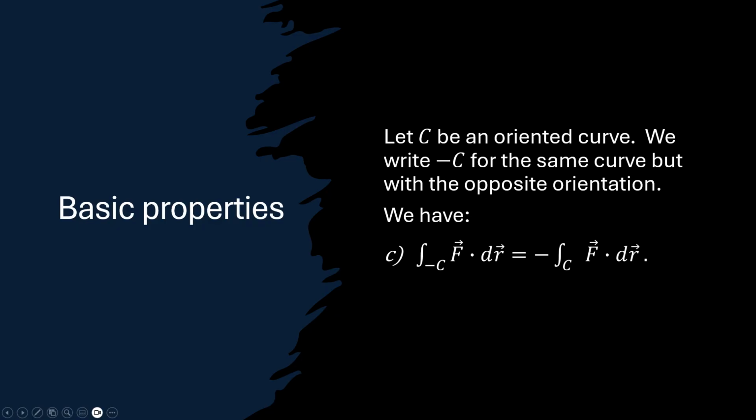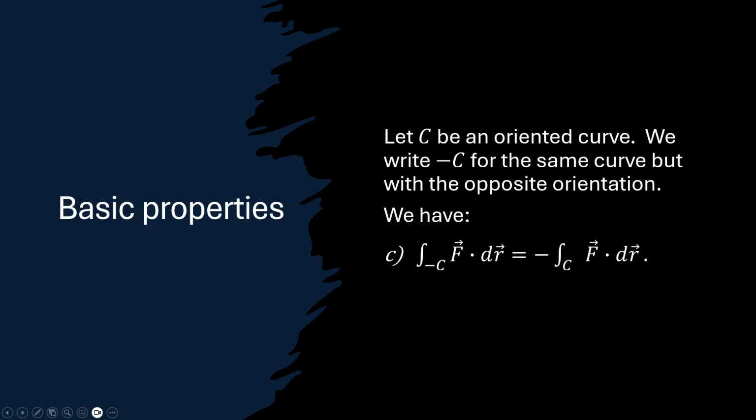So how you should think of this from Calc 1 or Calc 2 is, remember, if we took an interval from a to b and we integrated from b to a, that was the same thing as negative the integral from a to b. So same thing here, you're just switching the orientation, and it introduces a negative sign out front.